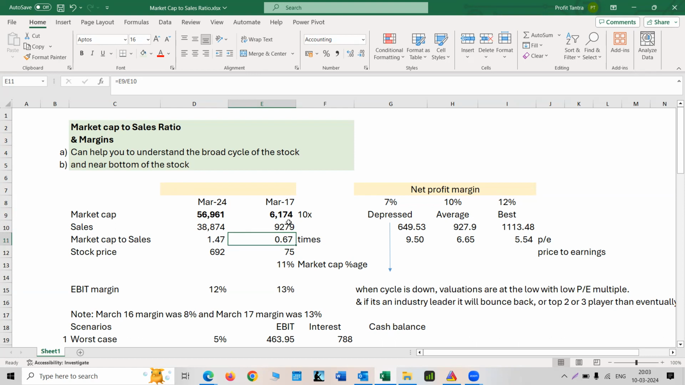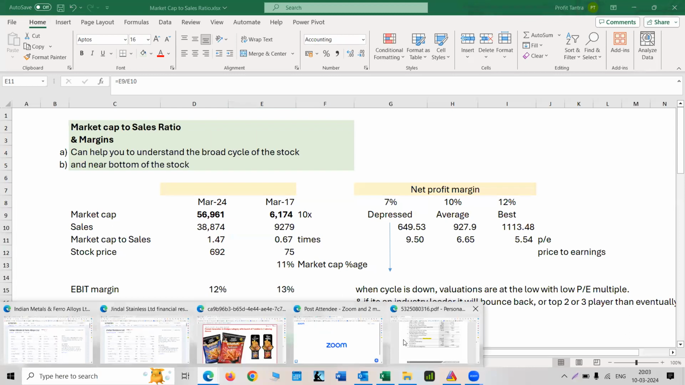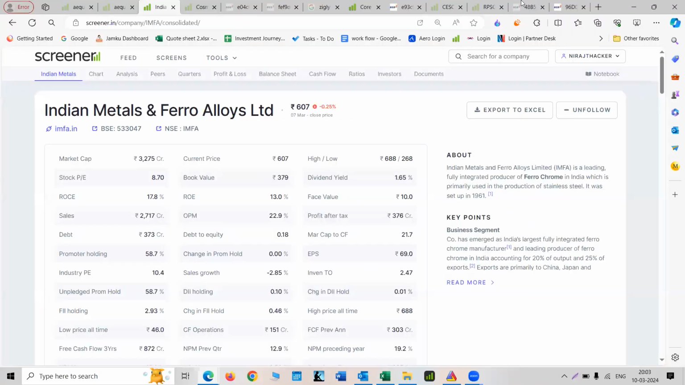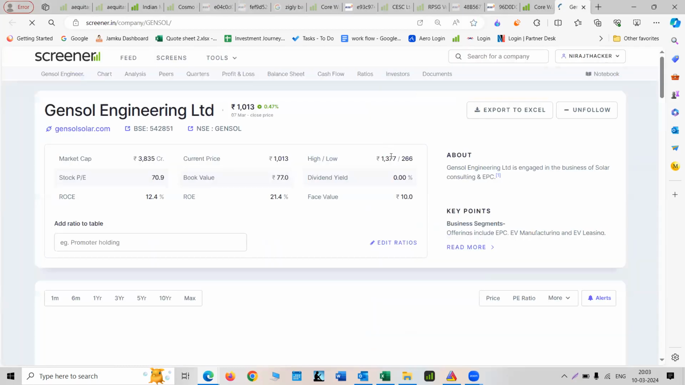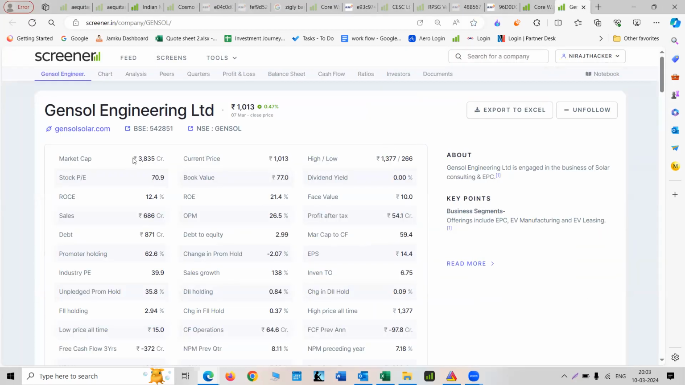Now sometimes you see some companies trading at 2 times, 3 times, 4 times of sales. Let's take an example, any company, say Gensol. What is the market cap? 3,800 crores. What is the sales? 686. So it is trading at almost 5 to 6 times of its sales. Market cap is 5 to 6 times of the sales, correct?